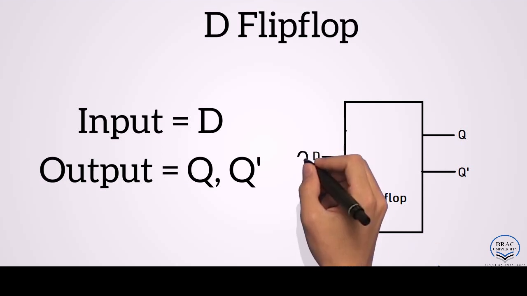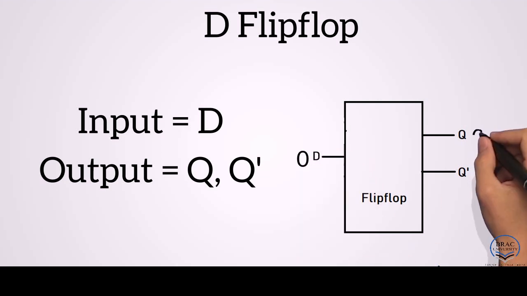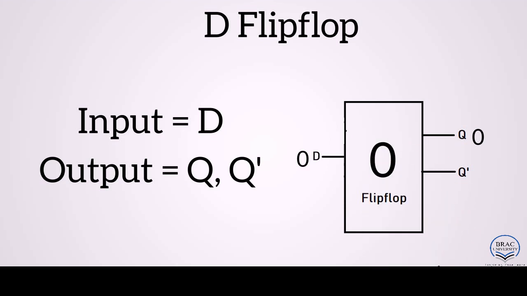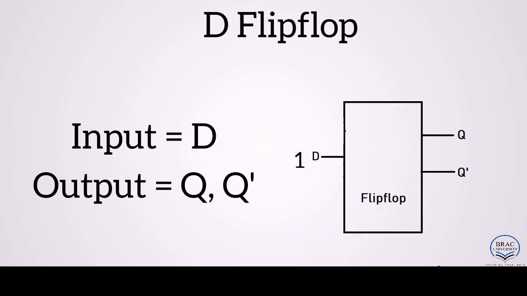Here, if we provide 0 as input, we get an output of 0. This 0 is then stored inside the flip-flop. Again, if we provide 1 in the input D, we get Q equal to 1. This 1 is then stored inside the flip-flop.